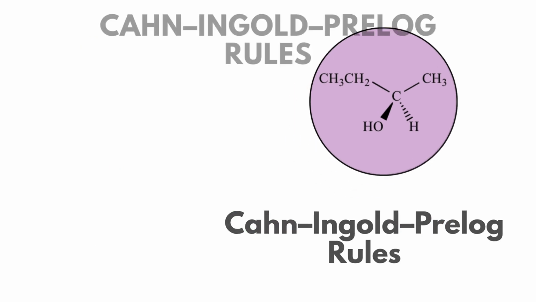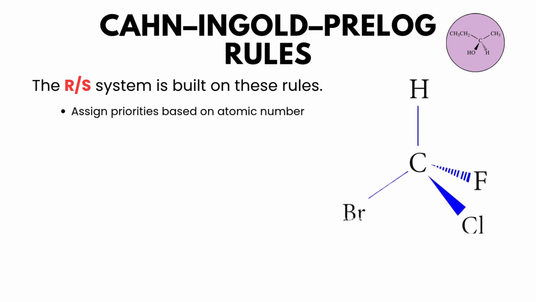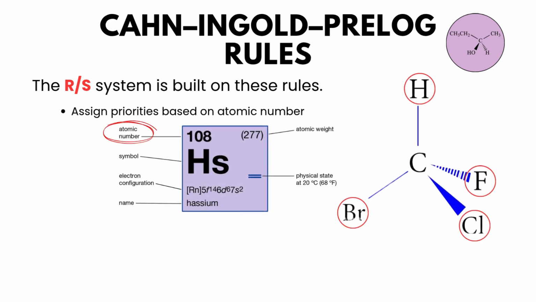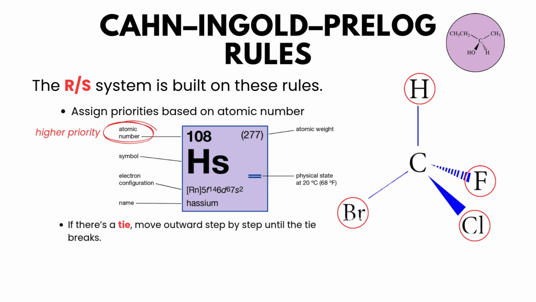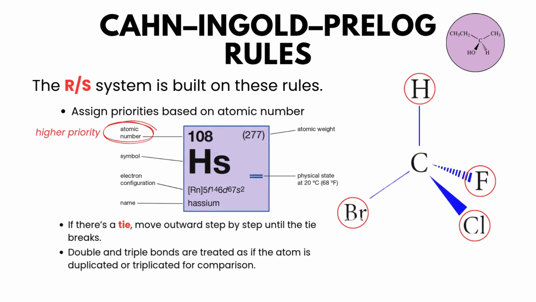Cahn-Ingold-Prelog rules. The R and S system is built on these rules. Assign priorities based on atomic number. Higher atomic number means higher priority. If there's a tie, move outward step by step until the tie breaks. Double and triple bonds are treated as if the atom is duplicated or triplicated for comparison.